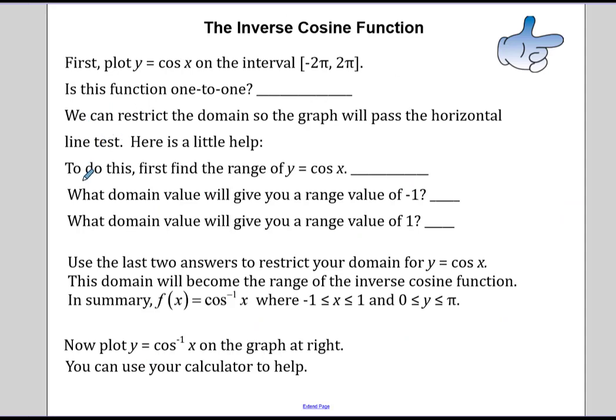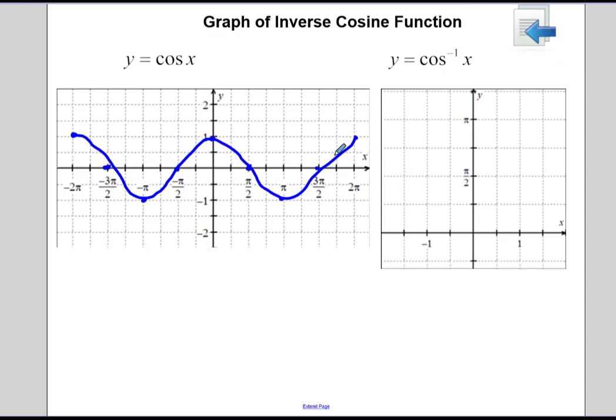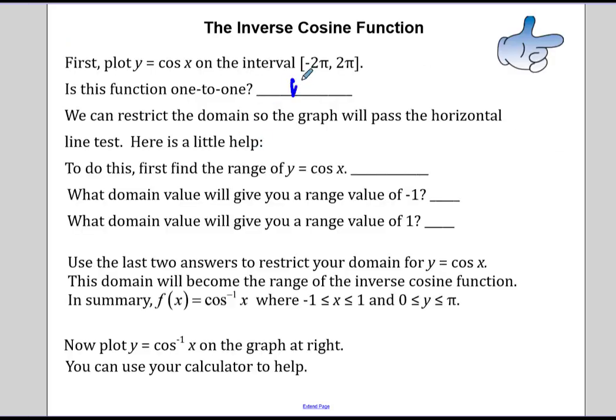Inverse cosine function, first we're going to plot y equals cosine of x on the interval from negative 2 pi to positive 2 pi. And we want to know, is the function 1 to 1? Looking at the graph of the cosine function, you can tell it is not 1 to 1. It does not pass the horizontal line test, so the answer is no. But we can restrict the domain so the graph will pass the horizontal line test. And here's a little help. To do this, first find the range of cosine. Well, the range of cosine goes between negative 1 and positive 1.